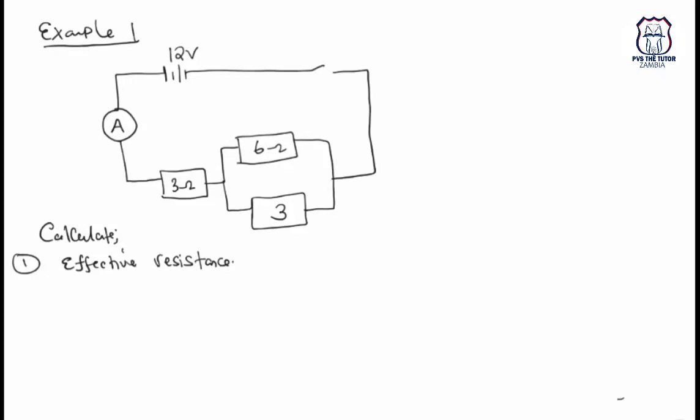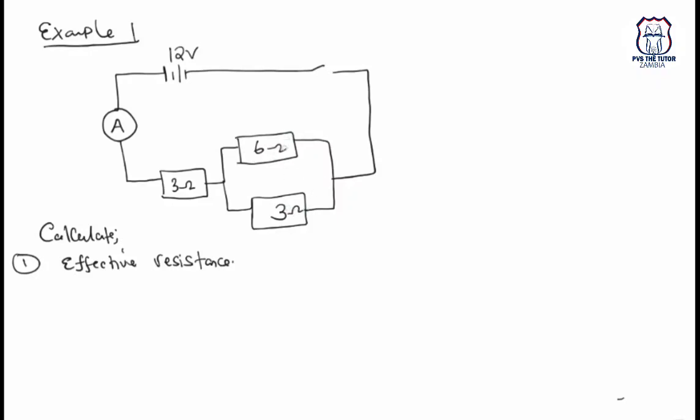All right, let's get back to the question. This is a question which I have for you. There's a diagram here having 12 volts, you can see. Then there's an ammeter here. Then there's this resistor, 3 ohms. The other resistor, 6 ohms. And this one has got 3 ohms.